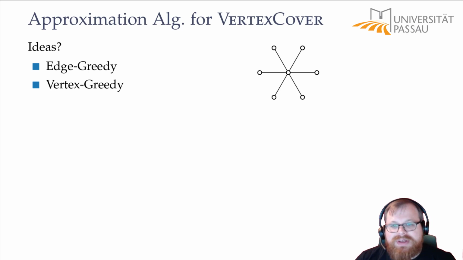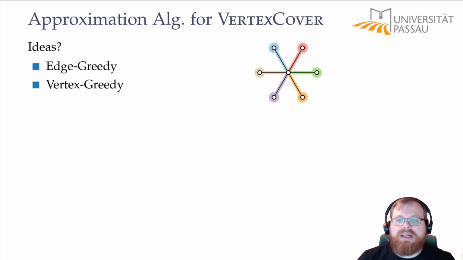Let's look, for example, at this graph, and it could be that our greedy algorithm just picks an outside vertex repeatedly and adds them to the vertex cover, while in the optimal solution, you would only pick the middle vertex. So it could be arbitrarily bad, and this is not something that we want.